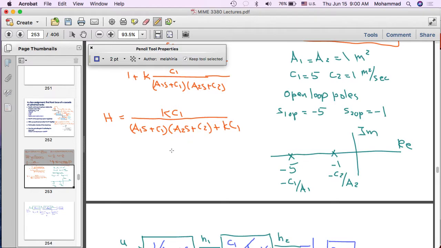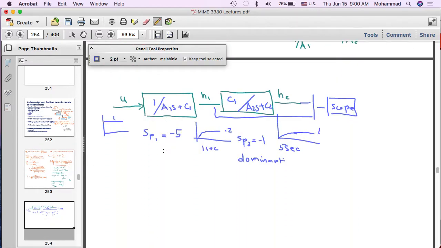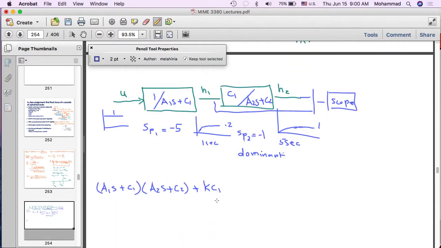What we need to do is set the denominator of the closed loop system equal to 0. So it's (A1 s plus C1) times (A2 s plus C2) plus K times C1 equals 0. If we set this equal to 0, we'll find the poles of the closed loop system. In order to find the poles, we need to find the polynomial, so let's go ahead and multiply this out.